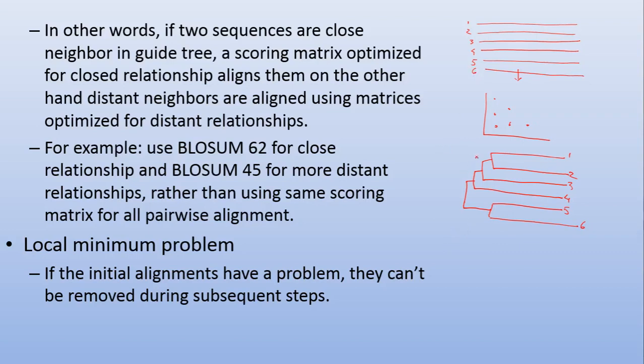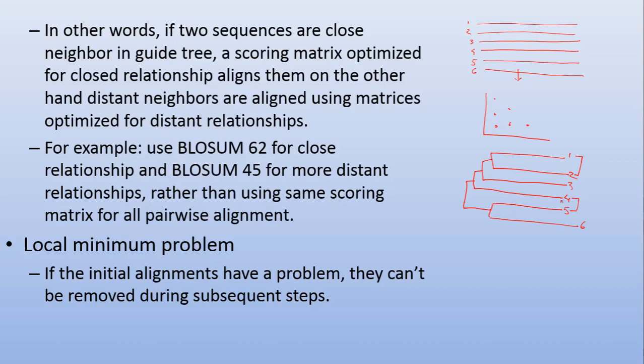If you are trying to align two sequences that are close neighbors in your guide tree, let's say sequences 1 and 2 are very close neighbors, then you are supposed to select a scoring matrix that is optimized for close relationships to align them. On the other hand, if you are trying to align sequences that are distantly related to each other, say 4 and 5 are distant neighbors, you are supposed to use the scoring matrix that is optimized for aligning two sequences that are distantly related.